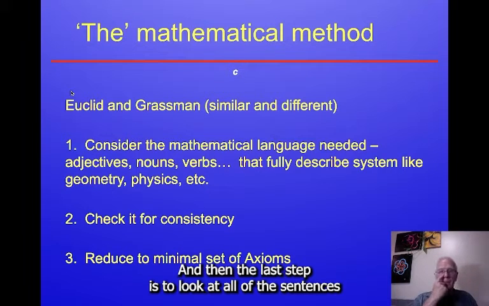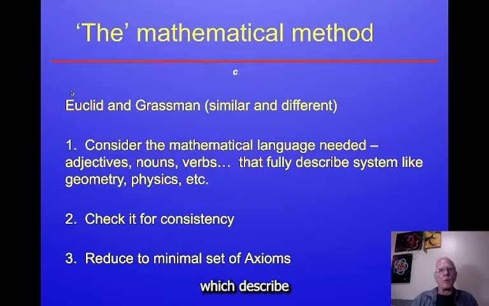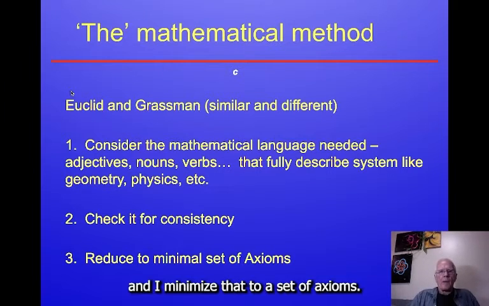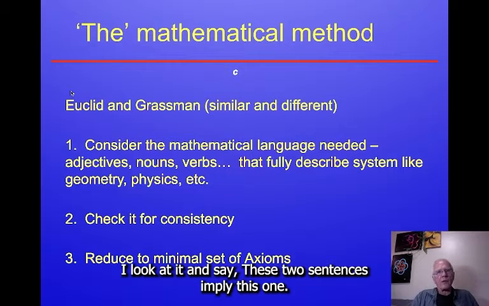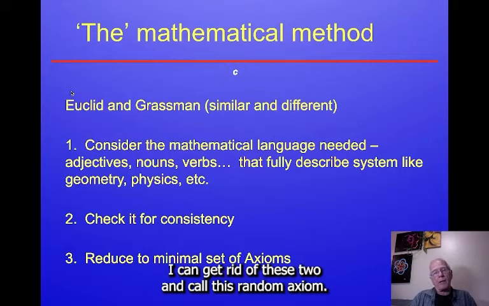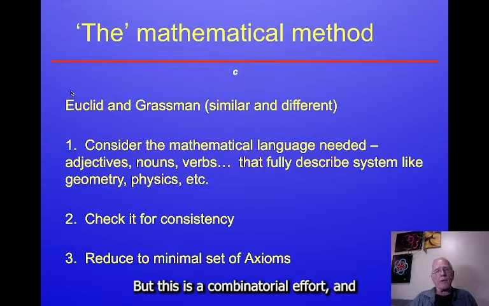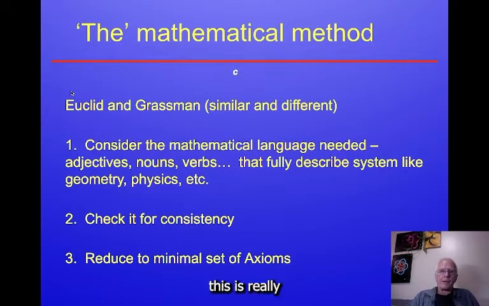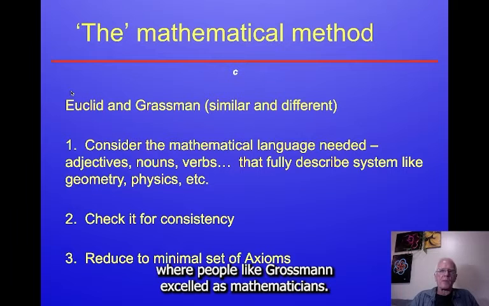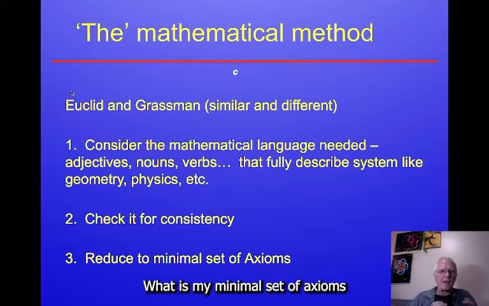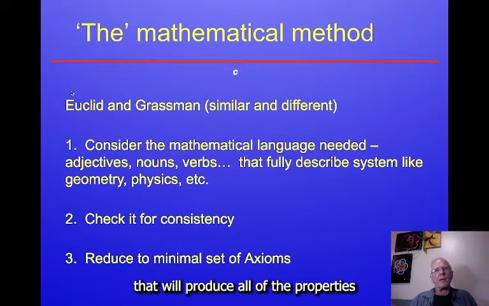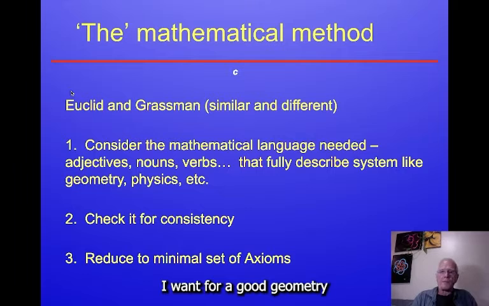And then the last step is to look at all of the sentences which describe my algebra, and I minimize that to a set of axioms. I look at it and say, these two sentences imply this one. I can get rid of these two and call this one an axiom. Well, this is a combinatorial effort, and this is really where people like Grassmann excelled as mathematicians. What is my minimal set of axioms that will produce all of the properties I want for a good geometry?